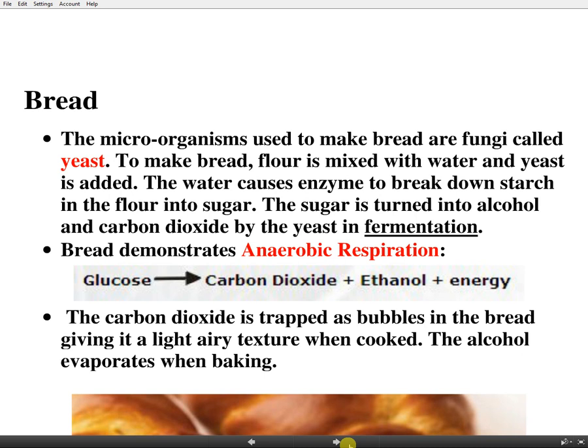Essentially what happens is the yeast feeds on generally sugar, often glucose, or it could be some other sugar, but generally feeds on sugar within the bread, and it turns this into alcohol and carbon dioxide. And this is a type of anaerobic respiration, so that's respiration without oxygen.